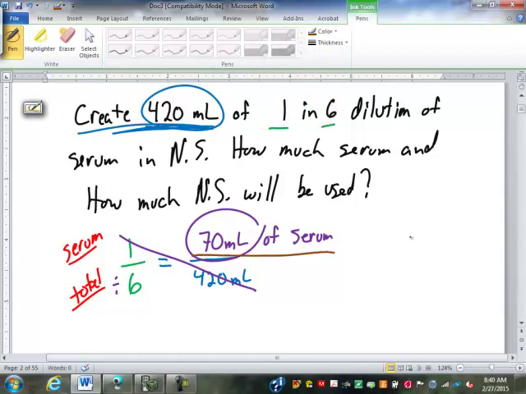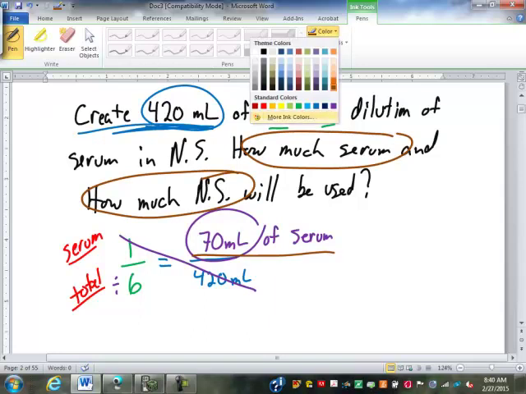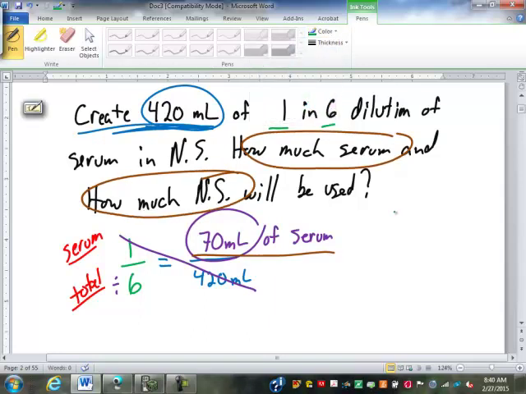So we need 70 milliliters of serum. Now are we done answering the question? We answered how much serum, but we also need to know how much saline. Very good. 2 ways we can go about this. 1, of course, we know there's 420 milliliters total. We subtract 70 milliliters. That means there's 350 milliliters of saline.